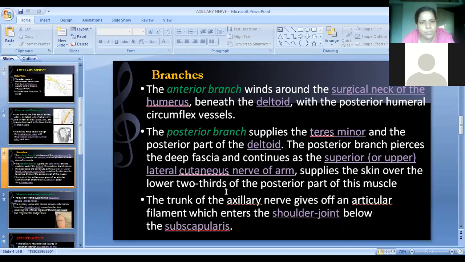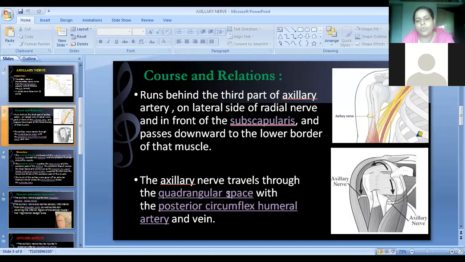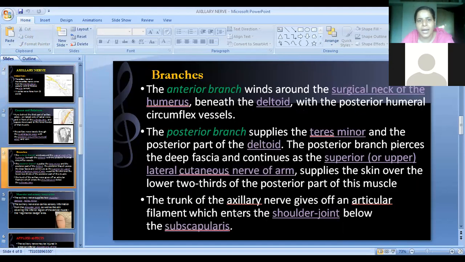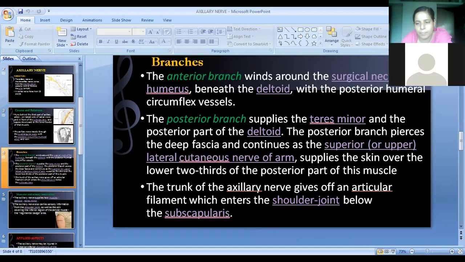See, it runs through the quadrangular space with posterior circumflex humeral artery and vein. I told you this. So branches are: anterior branch winds around the surgical neck of the humerus, supplies the deltoid. Posterior branch supplies teres minor. Later it becomes cutaneous, lateral cutaneous nerve of the arm. Then the trunk of axillary nerve gives off one articular filament to shoulder joint also, and a part to the subscapularis also.